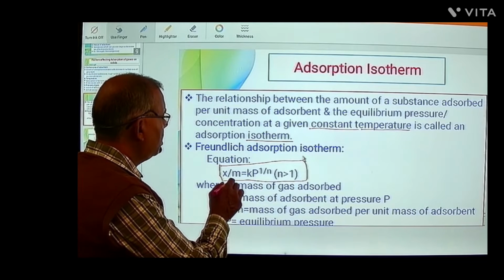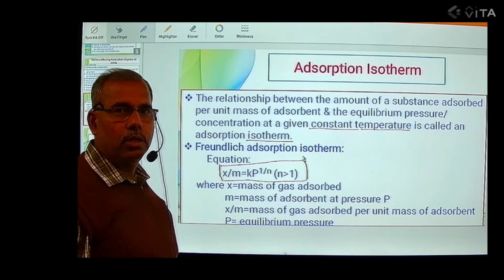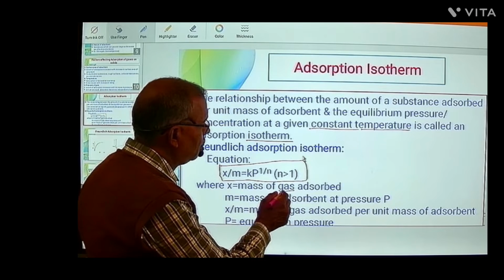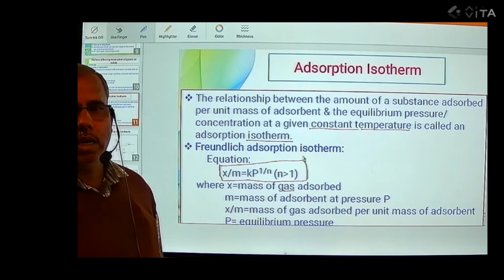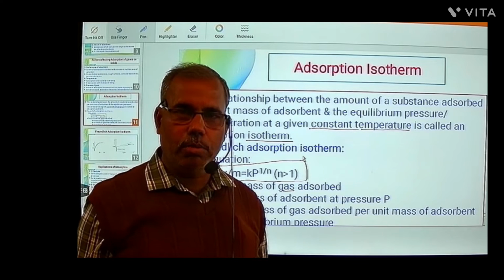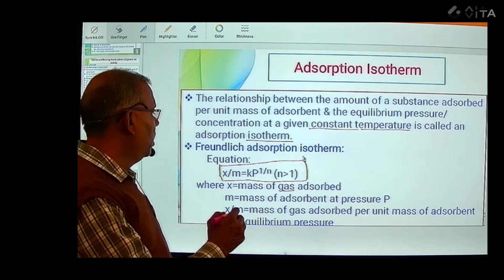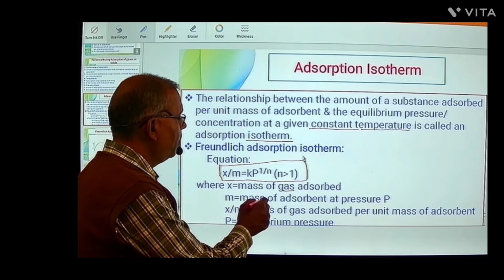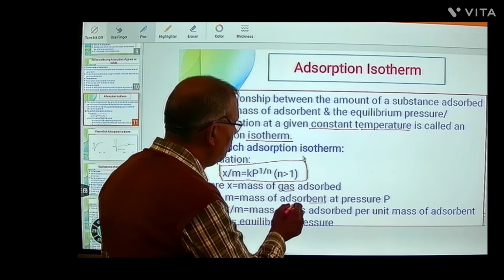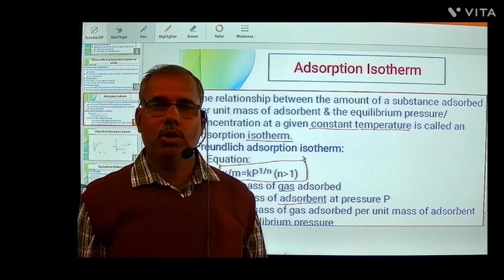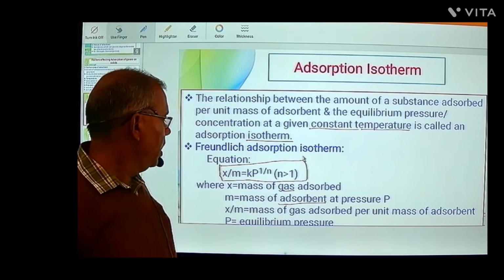Now what are the terms involved in this equation? The first term x is the mass of gas adsorbed, that is adsorbate. Here the gas will be the adsorbate. So the mass of that particular gas adsorbed is taken as x. Then m is the mass of adsorbent at pressure P.